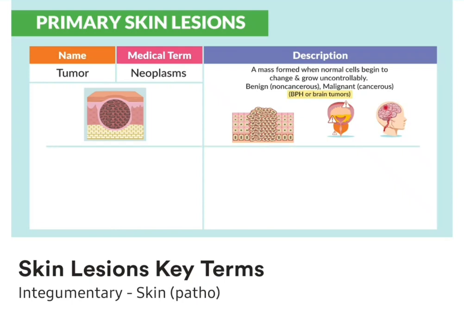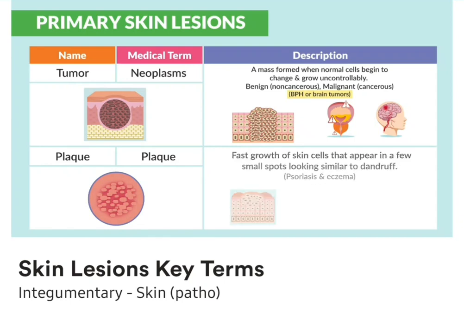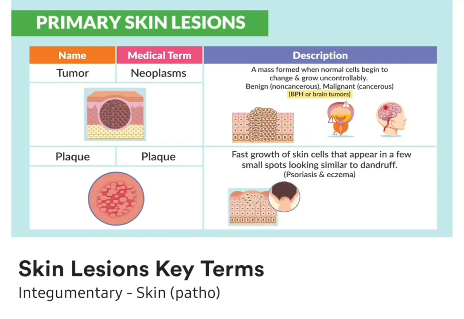Okay, the next one is pretty simple here. A plaque, also called in medical terminology, just plaque. Now it's described as fast growth of skin cells that appear in a few small spots, looking similar to dandruff. And a great example is psoriasis and even eczema.